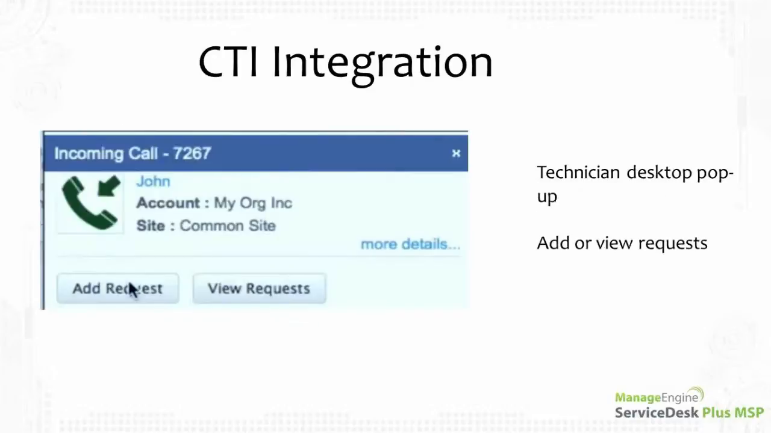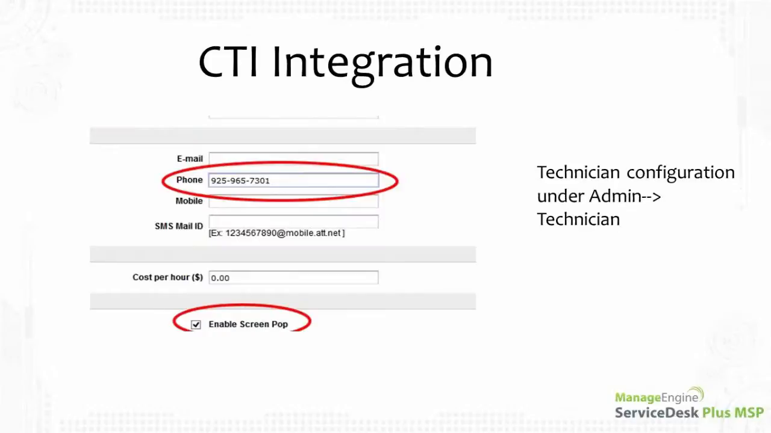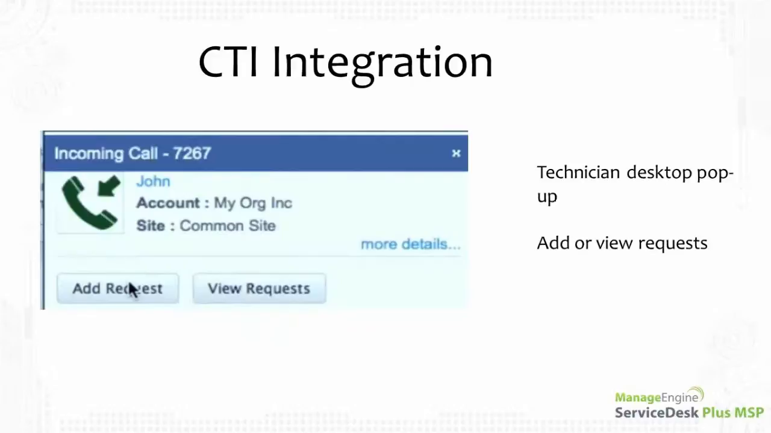Once the configuration is all perfect, everything is done, then once the technician logs into the tool, he's going to get the screen at the right-hand bottom of the screen, which looks like this. So incoming call 7267, John, and his account name, site name, and certain other details can be obtained from clicking on more details.